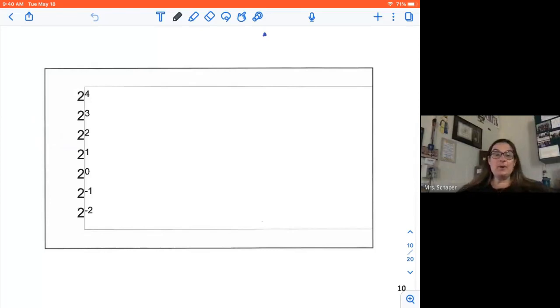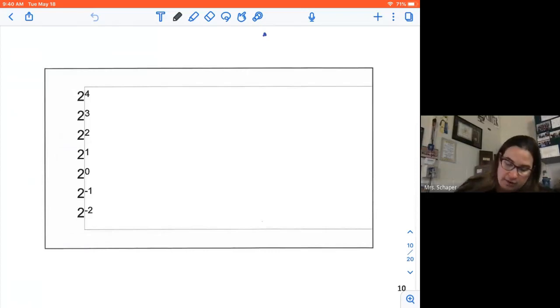So far we've been talking about simplifying expressions with exponents. And so today's focus is going to be on zero and negative exponents. And so I want you to take a look at what we have here. We've got 2 to the fourth, 2 to the third, 2 to the second, 2 to the first, 2 to the 0, 2 to the negative 1, 2 to the negative 2.